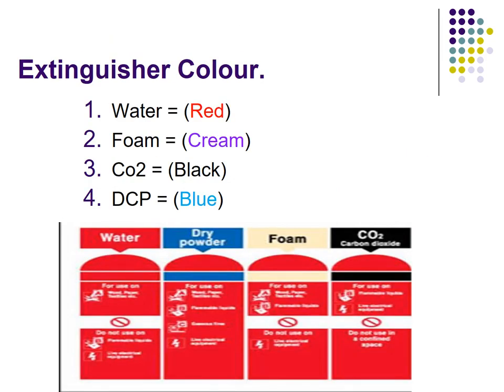Extinguisher color: water red, foam cream, CO2 black, DCP blue. Here in the picture you can see CO2 has a black strap, foam has a cream, dry powder has a blue, and water has a red. Okay, I'm not talking about the cylinder body, but there is one symbol, one strap that is marked according to the type of fire extinguisher.